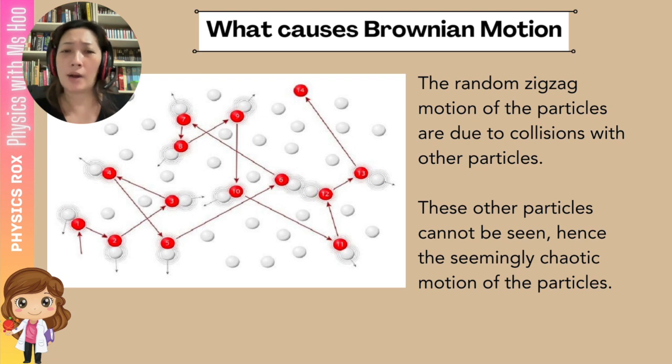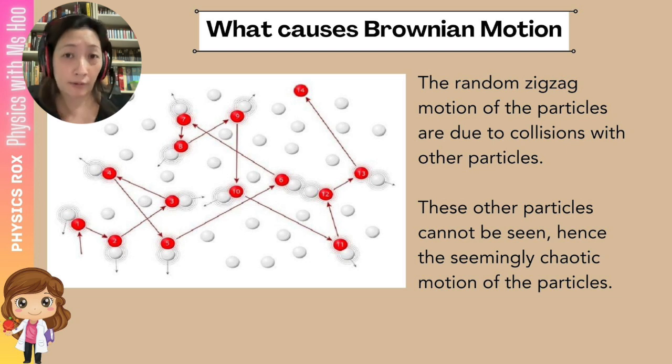What causes Brownian motion? Albert Einstein was one of the first researchers who could explain accurately what causes Brownian motion. The random zigzag motion of the particles is actually due to the collisions of those particles with other particles. Now, these other particles cannot be seen. That's why when we observe the pollen grains or the smoke or dust particles, they seem to be chaotic, moving randomly here and there. But it's actually because of their collisions with the other particles.